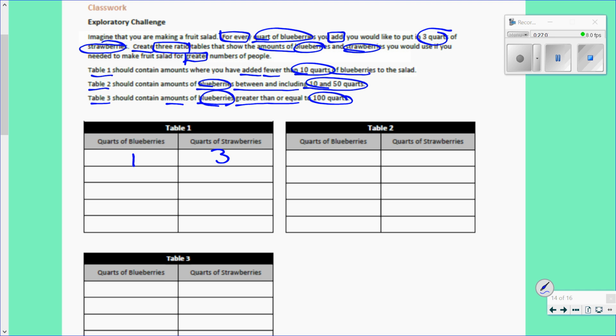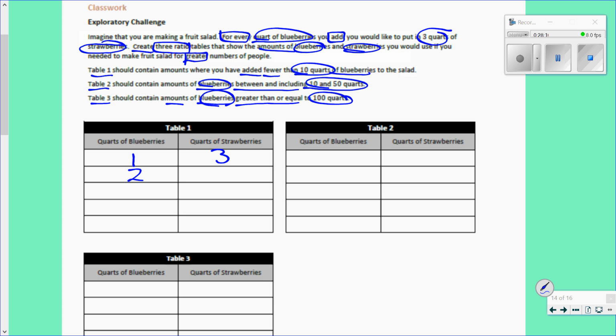So what's my next entry going to be? Really, Brian? Why did you skip to 3? Okay. I'm going to go to 2. So what number would go to 2, Ryan? For 1, I had 3 quarts of strawberries. So for 2, I would have 6. So when I make that 2, the 3 would become 6. That makes sense, doesn't it?